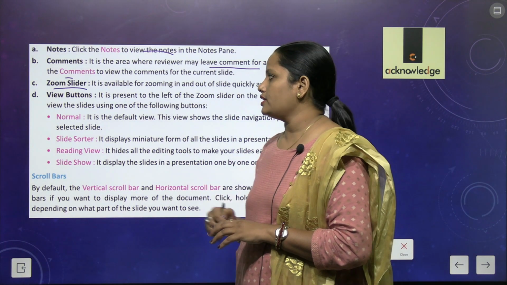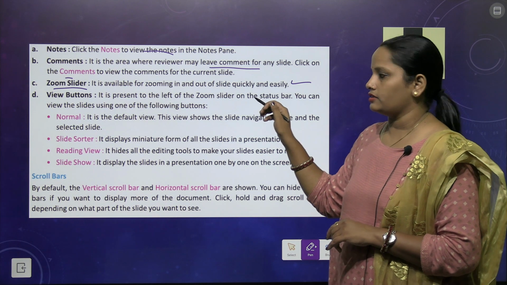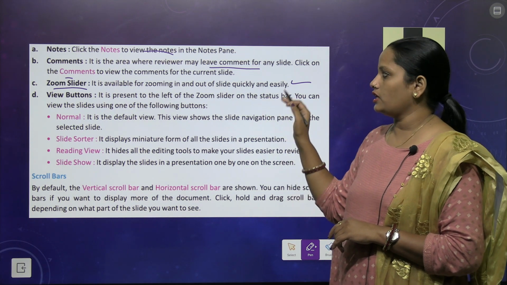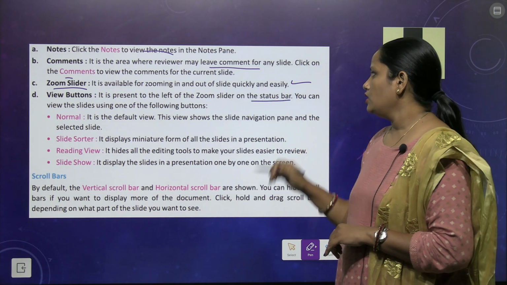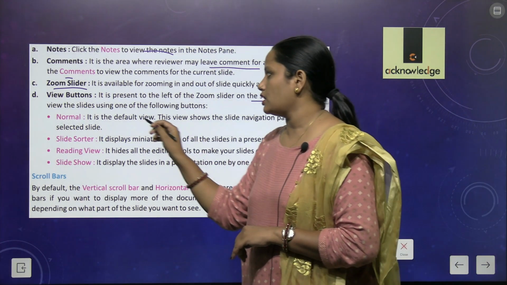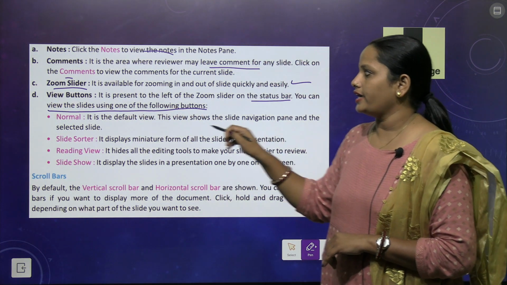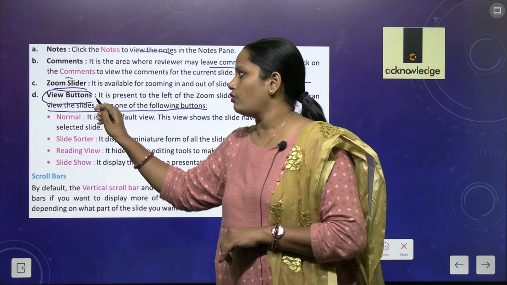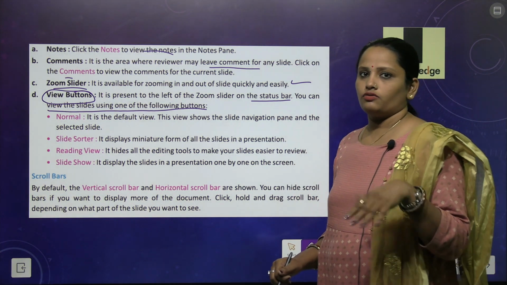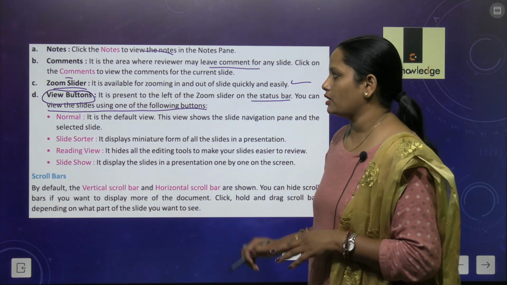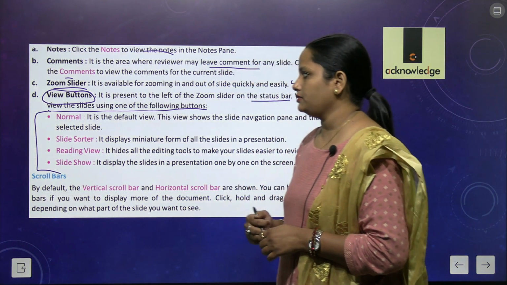Next is view buttons. It is present to the left of the zoom slider. On the status bar, you can view the slides using one of the following buttons. By using this view button, what can we do? We can view the slides. We can view our presentation by using this view button. Various options are given in this view button.